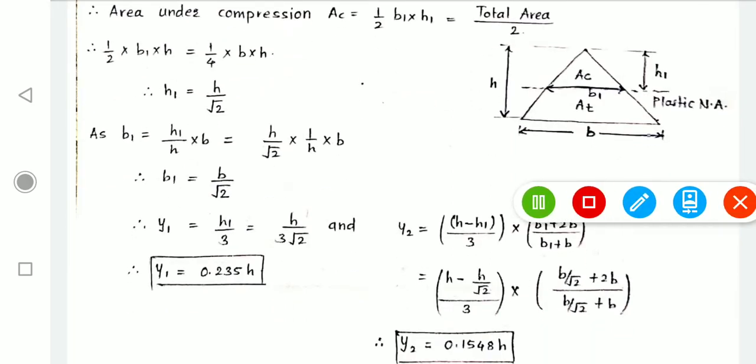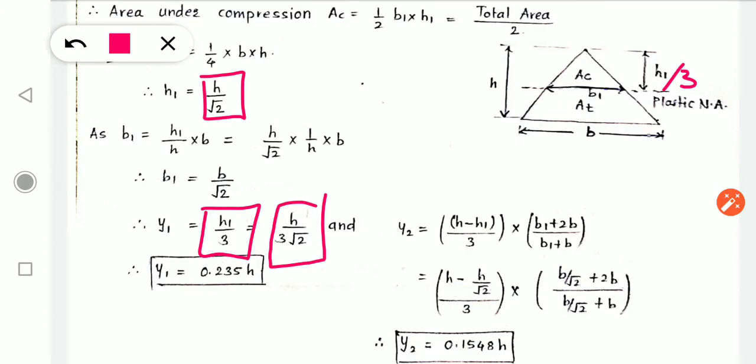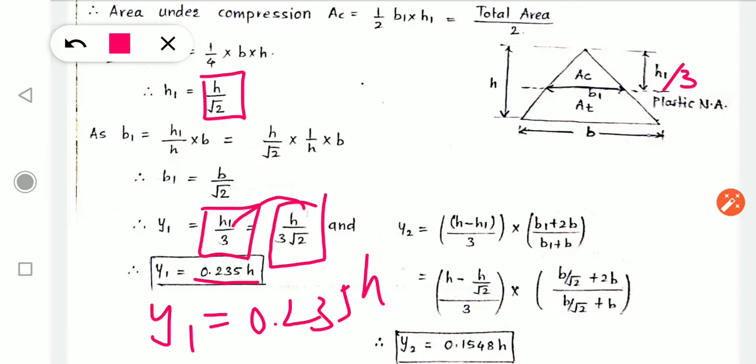Okay, so for Y1 we can simply write it as it will be at H by 3, right? It will be at H by 3, and we know the H1 formula, it is H by root 2, so I placed H by root 2 in the place of H1. Okay, and from there we get to know Y1 is equal to 0.235H. Just simplification of it.